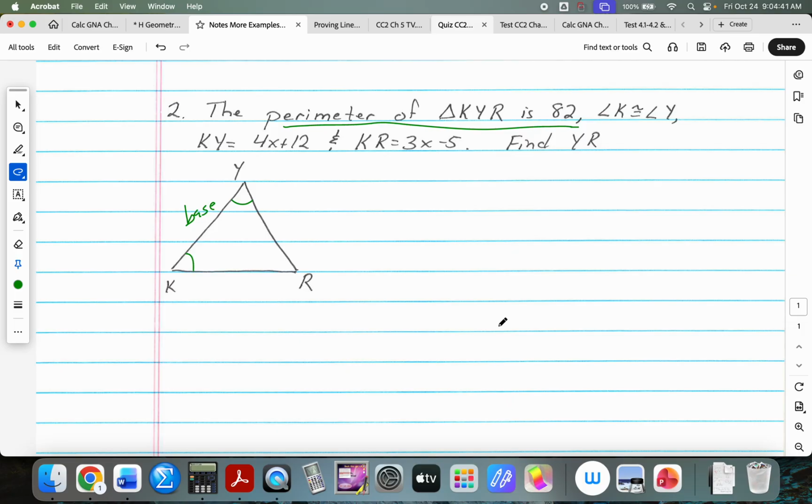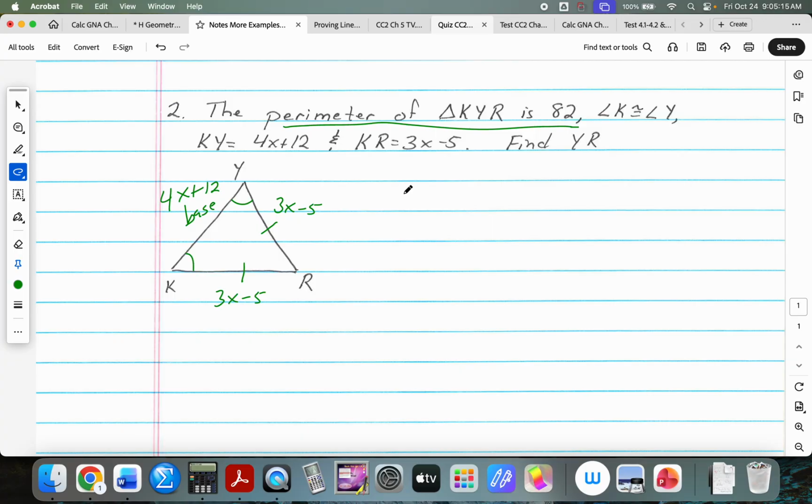So which two sides have got to be congruent? Y and K are angles. Which two sides? KR and YR. Yeah, KR and YR. There we go. So they tell us that the length of KY is 4x plus 12. The length of KR is 3x minus 5. They don't tell us the length of YR, but it's got to be the same as the length of KR. So that's also 3x minus 5.